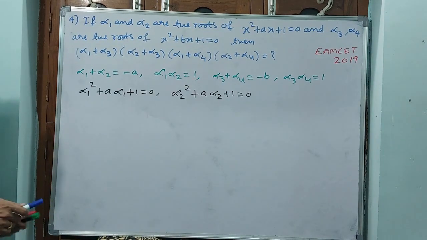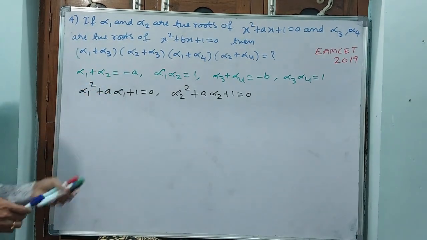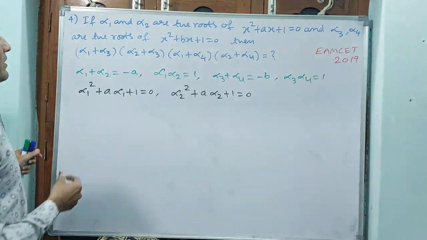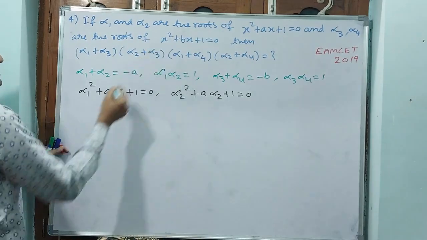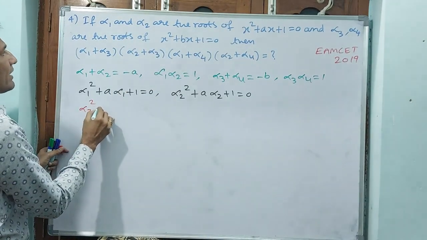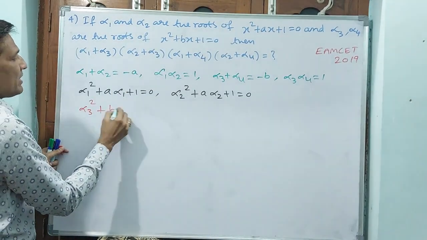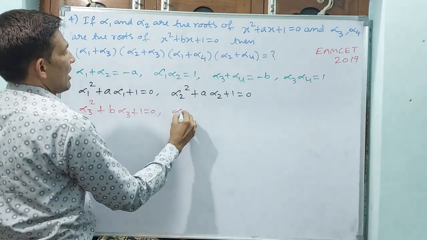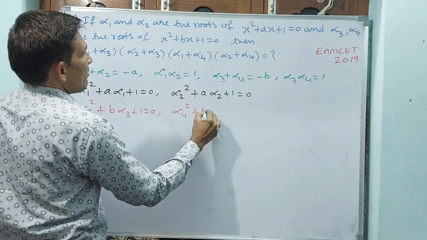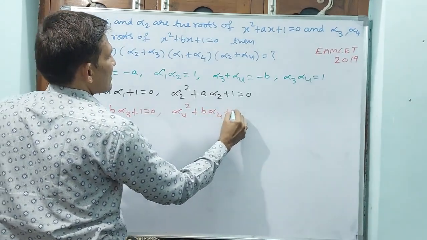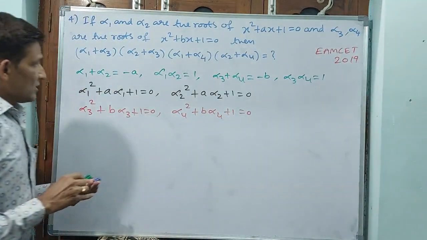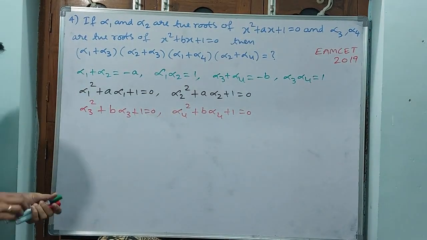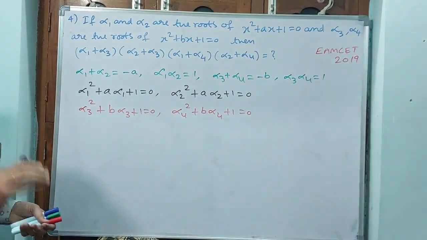Now, like this, can we do alpha 3 and alpha 4 also? Definitely we can. Then let us do it in the second equation: alpha 3 square plus b into alpha 3 plus 1 equal to 0, and alpha 4 square plus b into alpha 4 plus 1 equal to 0. Here we have written everything. Now we have to utilize it. See what I am doing now.